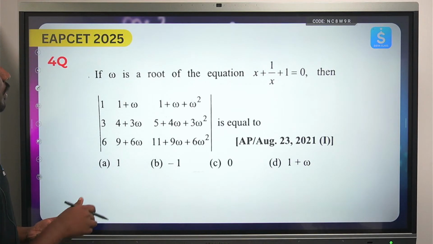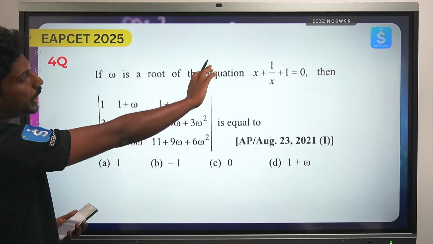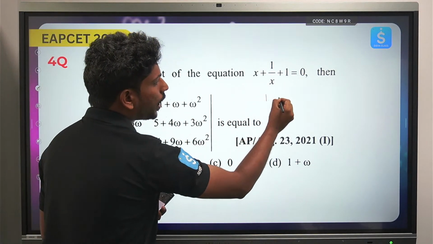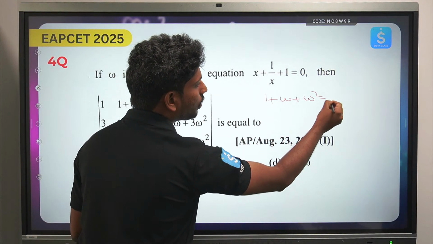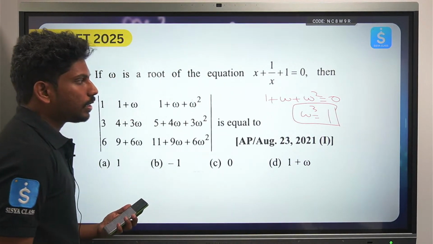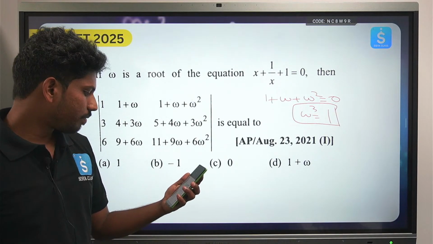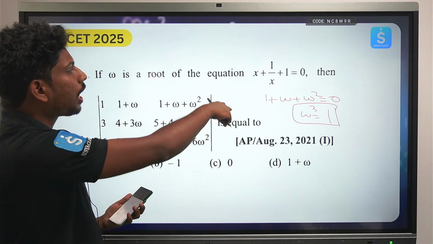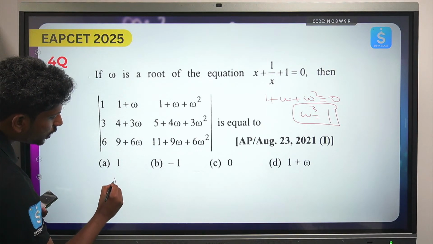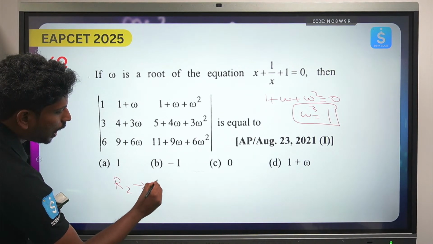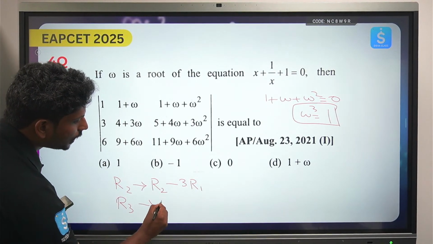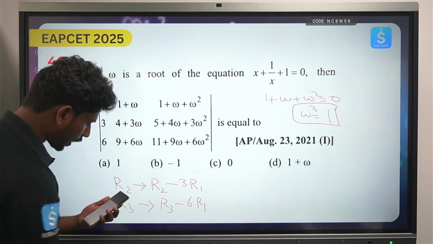The next one is, if omega is the root of the equation x plus 1 by x plus 1, so we already know that 1 plus omega square equals 0, omega cube is equal to 1. We have just learned that in cube roots of unity. Now how can we find this determinant value? See here, immediately use row operations: R2 gives R2 minus 3R1, R3 gives R3 minus 6R1. I hope it is clear to all of you whatever I am saying.